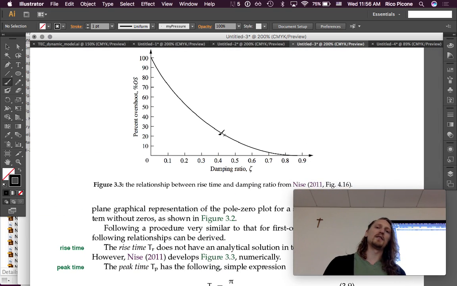I didn't have a chance to do my own. This is actually a little bit tricky to derive. You can't solve for this in closed form, but you can numerically create this relationship. And it has the relationship between damping ratio and percent overshoot. Okay.